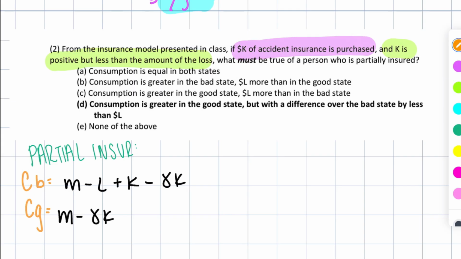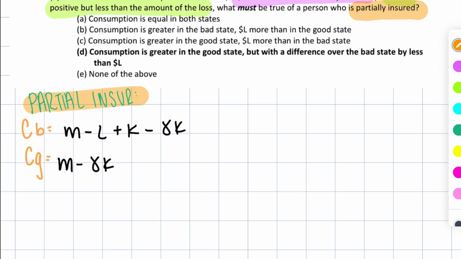What must be true about an individual who is partially insured? So I used these equations from above for our bundle for CB and CG under partial insurance. First off, if we look at answer A, consumption is equal in both states. That's not true for partial insurance. That's actually a full insurance example where CB equals CG, right?